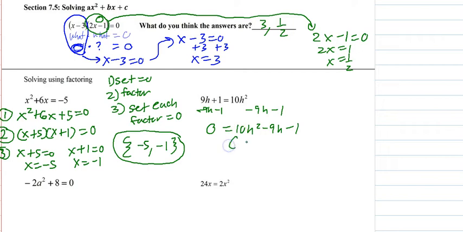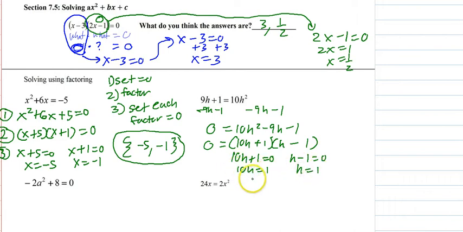Alright, so the factored form will be 10h plus 1 and h minus 1. And this is a trinomial, so if you need a hint on how to factor it, you need to go back and look. Remember, we have the AC method. That's the one we did. So 10 times -1. Alright, and then we can set each factor now equal to 0. And then those are your answers: -1/10 and 1.